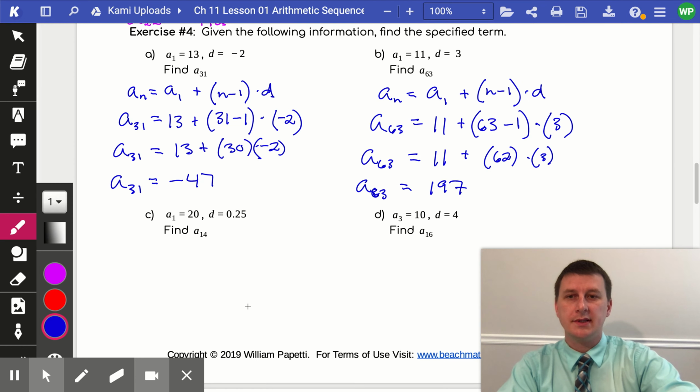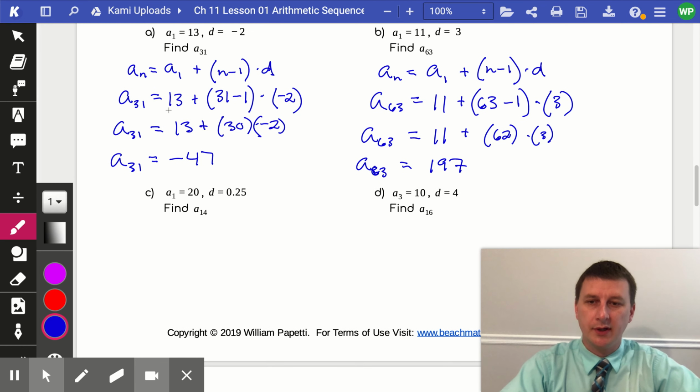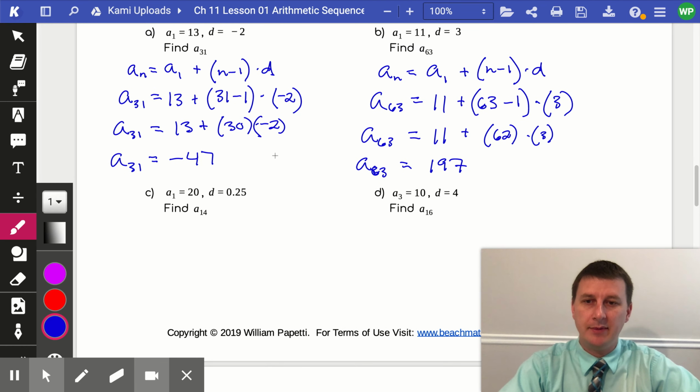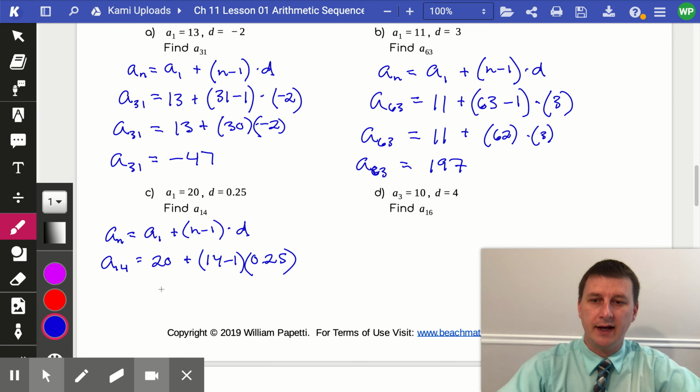Okay, part C now. In part C, we're given the first term and the common difference again, and we want to find the 14th term. So now we have a sub n is equal to a sub 1 plus n minus 1 times the common difference. We're looking for a sub 14. So we're going to have our first term, which is 20, plus 14 minus 1 times our common difference of 0.25.